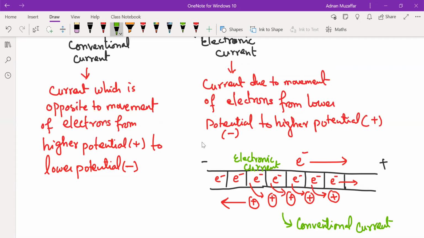So is it clear, students? If there is any confusion, please ask me. No, sir. That's good. That's great. That's good.